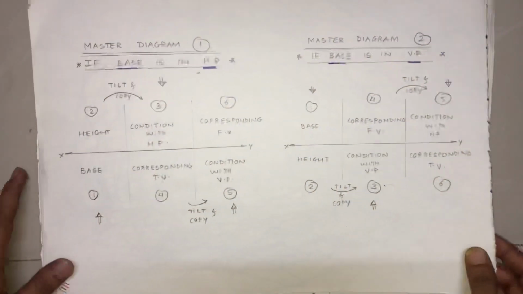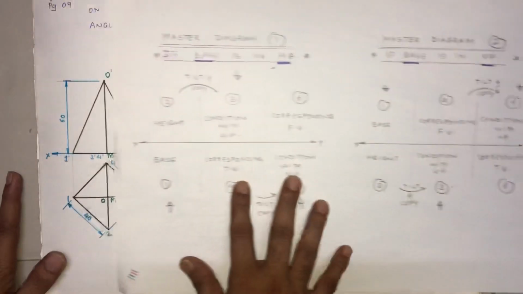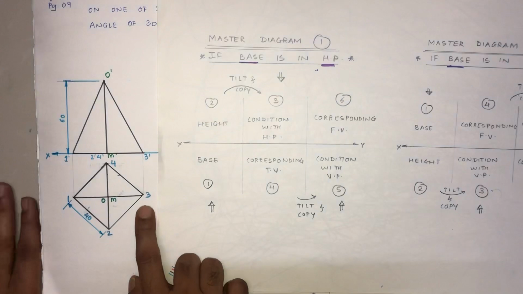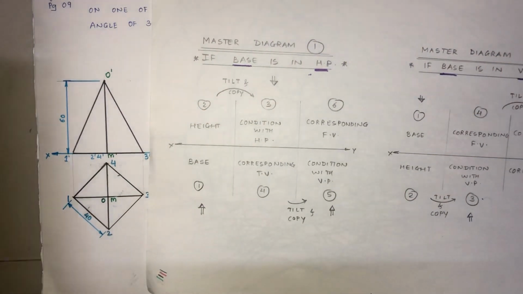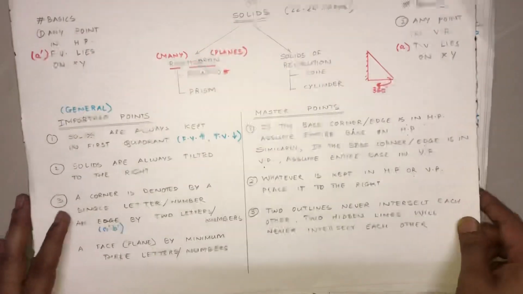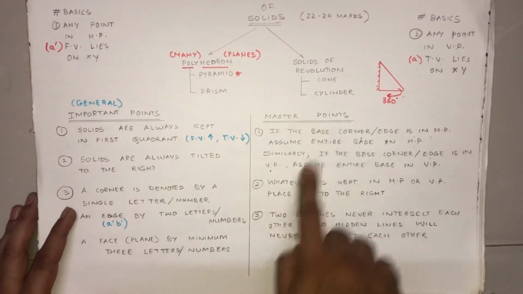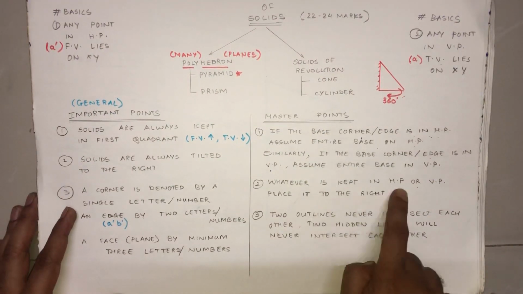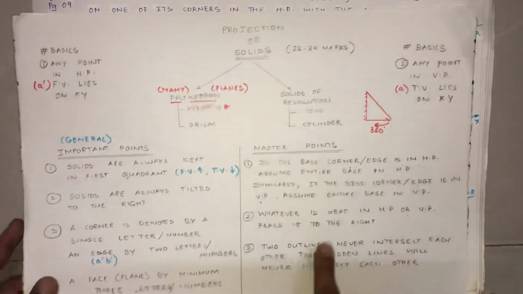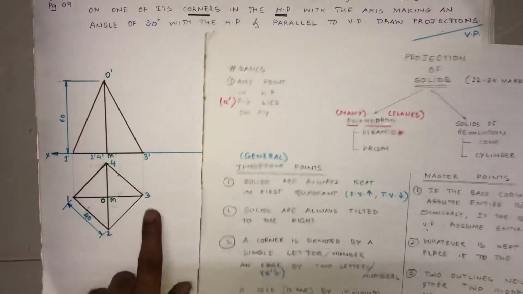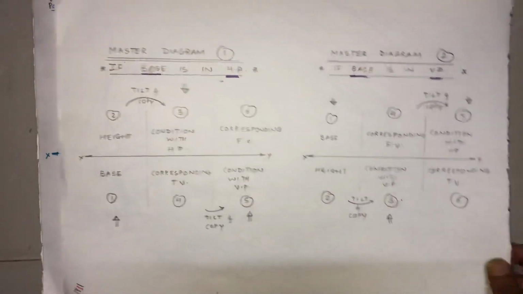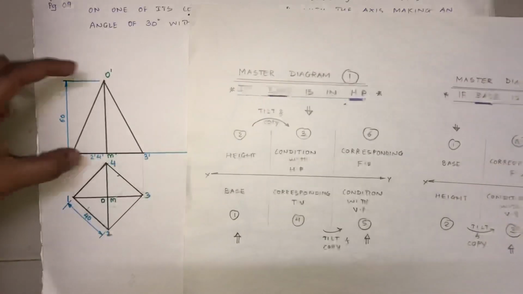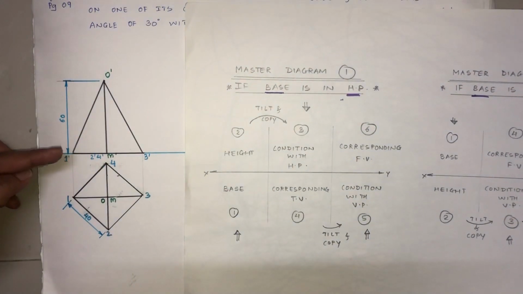If you just refer to it more properly, you would see that our base step number 1 is drawn. Remember, the corner was kept to the right because that was what was suggested by our second master point, which said that whatever is kept in the HP, remember the corner was kept in the HP, place it to the right. Yes, we have kept this corner onto the right. Okay. Now, step 1 is drawn. Step 2 is the height. Yes, we have drawn that also.